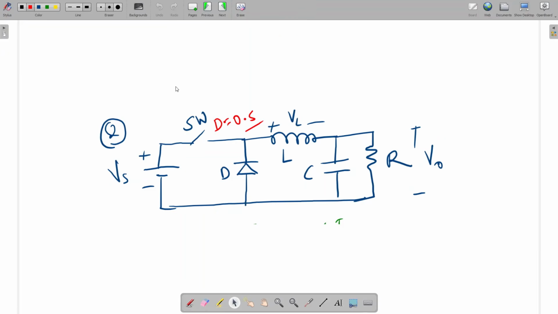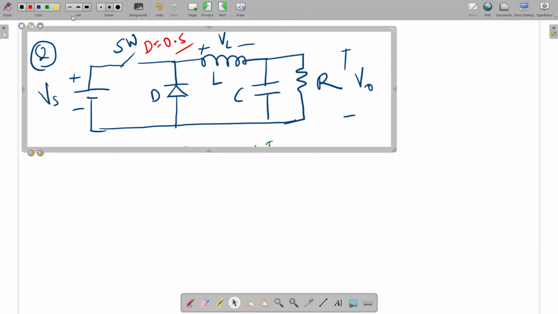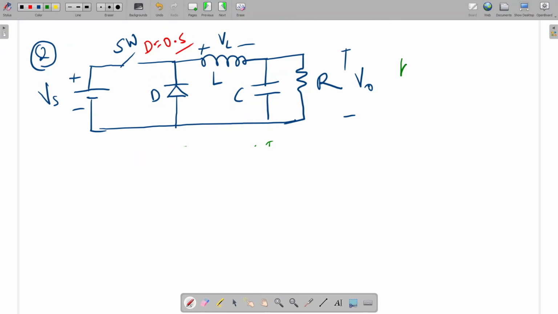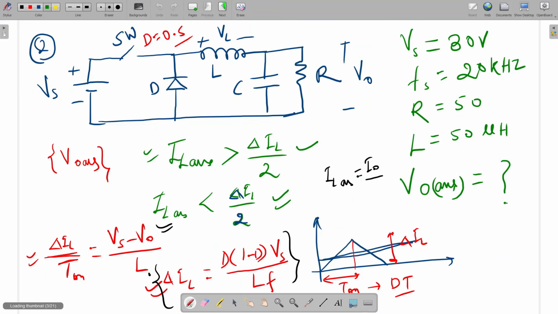So up to here we have explained. First we will calculate K critical. What will be the K critical for buck? It will be 1 minus D, so it will be 0.5. And K value is K equal to 2L by RT. Can anyone calculate this value?